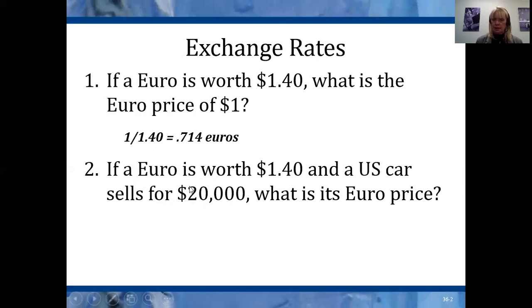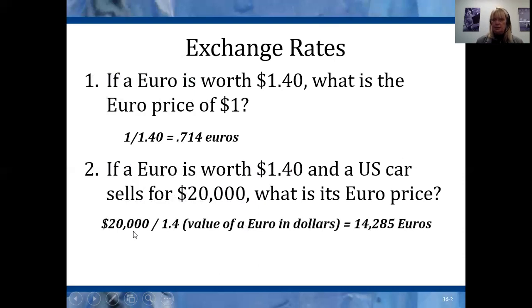The price is $20,000. But if €1 is worth $1.40 US, that price of that car is going to be less, isn't it? In fact, $20,000 US divided by the value of a euro, 1.4, €1 is worth $1.40, means that the European price of that car is going to be 14,285 euros.